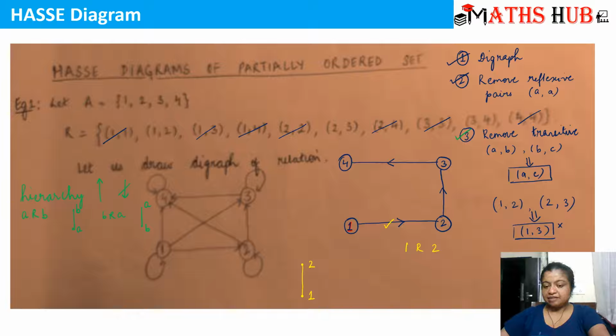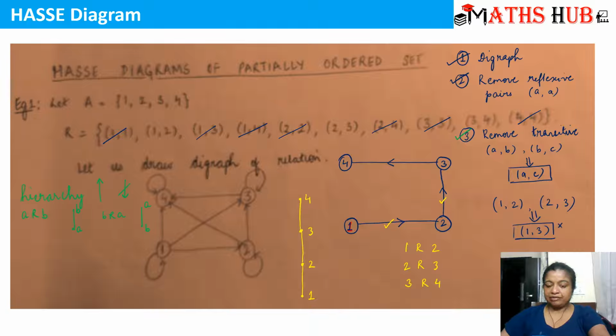Next line that is left is 2 related to 3. So you can see that 2 relates 3. If 2 relates 3, that means 2 is at the lowest position and 3 will be placed above it, right? So we will join again 2 with 3. So this is also done. And then now we have reached 3. 3 connects 4. That means 3 is related to 4. So we will join 3 with 4 over here, right?